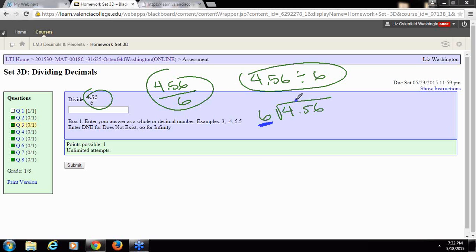So for this one, I'm going to go ahead and bring that decimal right up into my answer. And then I'm going to start asking myself those questions. Can 6 go into 4? No, it cannot. Can 6 go into 45? How many times can 6 go into 45? Very good. 7 times gives me a 42. My remainder is 3, and I'm going to bring down my 6. How many times does 6 go into 36? Bam, that's it, 0.76. Very good. Any questions on dividing decimals?